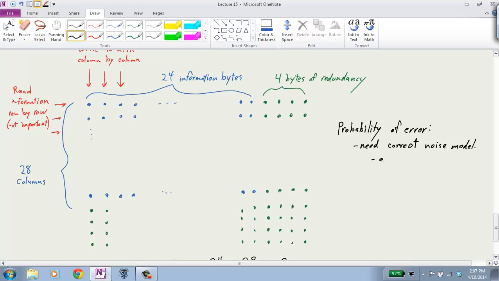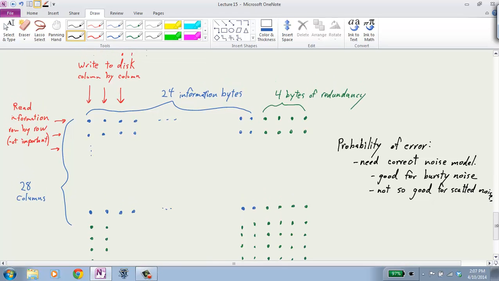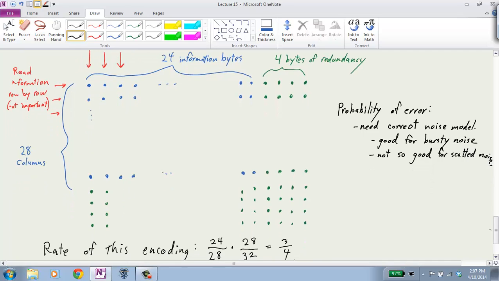Okay, so this is good for bursty noise. And it's not as good for scattered noise, although it would still work all right. But its real strength is in bursty noise. What we mean by bursty noise is, suppose you have a sequence of errors in a row. You don't know where it happens, but when you get an error, you get a lot in that neighborhood.